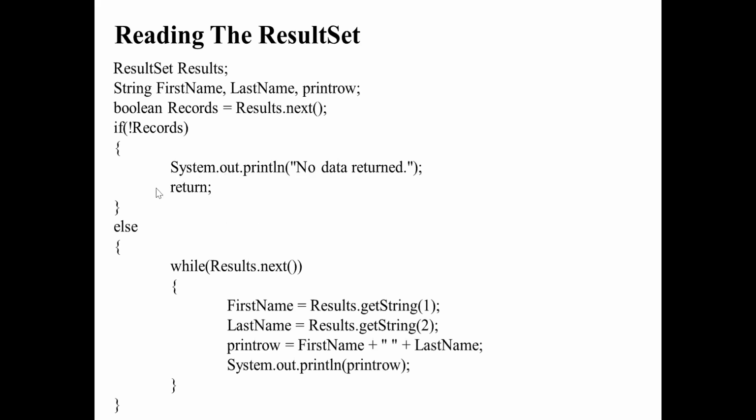Suppose the record is there, then you use else while results.next: the first name is results.getString of one, and the last name is results.getString of two. Then I print the first name and the last name, which should be displayed on the monitor using the print row. So this is how the result set is used for reading the data in the virtual table of the database. Understood?